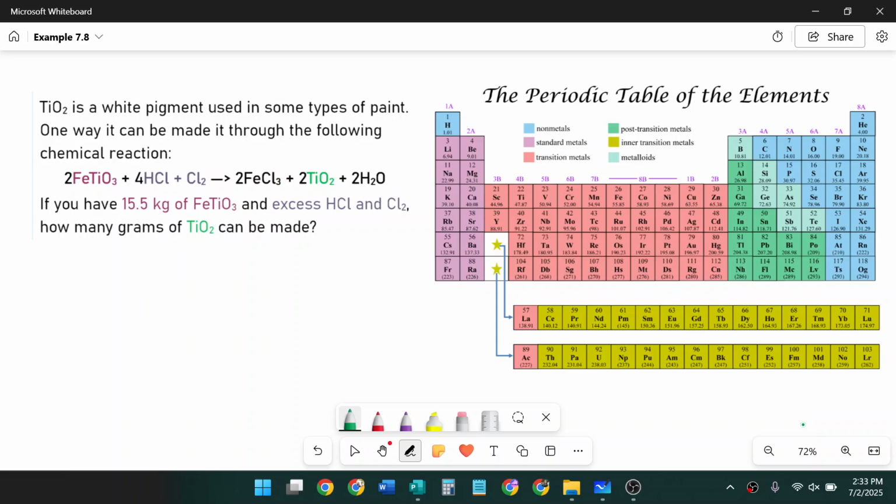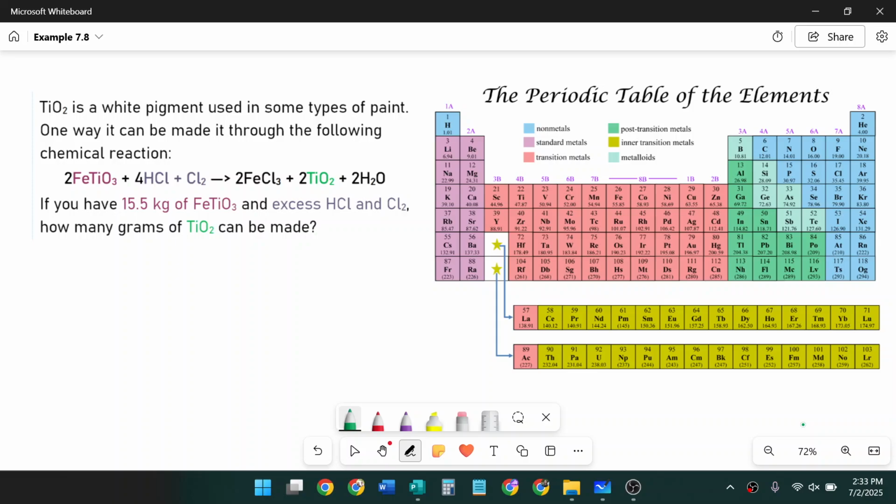This is example 7.8 from Discovering Design with Chemistry. TiO2 is a white pigment used in some types of paint. One way it can be made is through the following chemical reaction. 2FeTiO3 plus and so on.